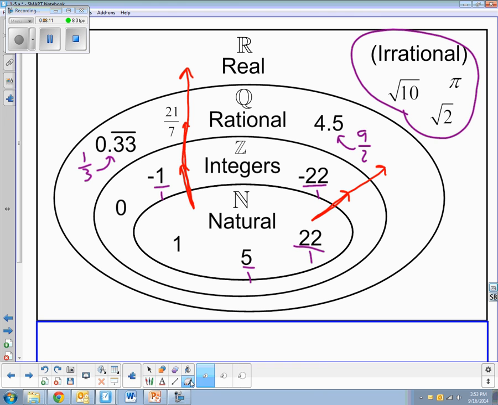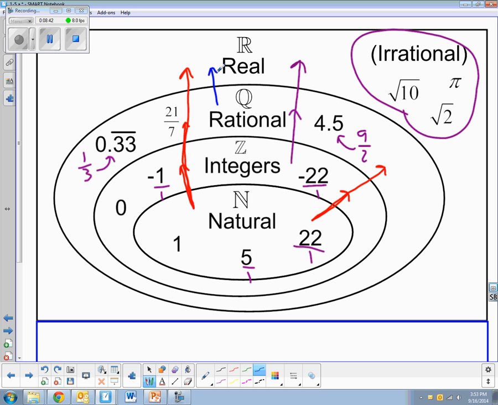Integers, I'm going to go ahead, I'm going to even draw maybe another line here in purple. Integers are also rational numbers, and they're also real numbers. So they have three names. Rational numbers are also real, but it does not work going into the circle, into those ovals. 21 sevenths is not a natural number, because 21 sevenths is not a positive whole number.